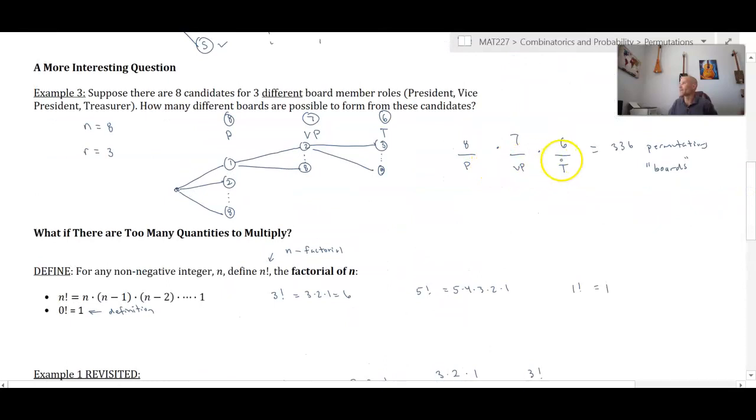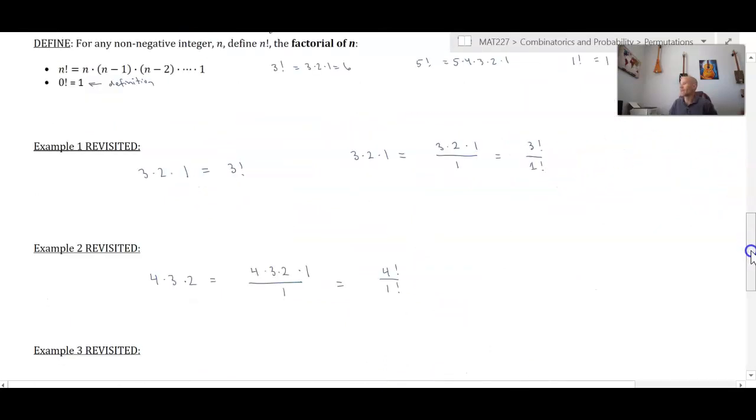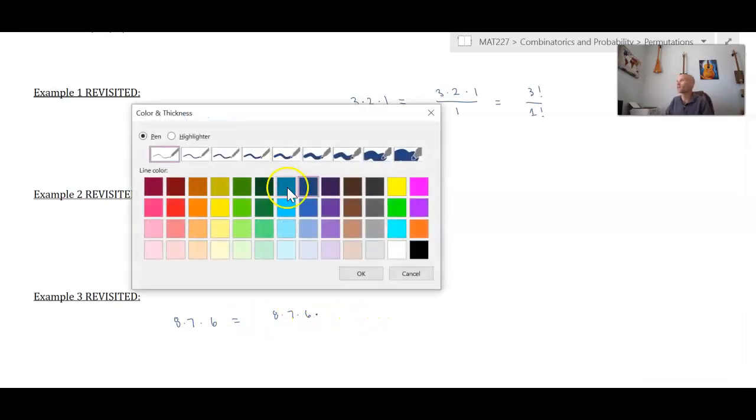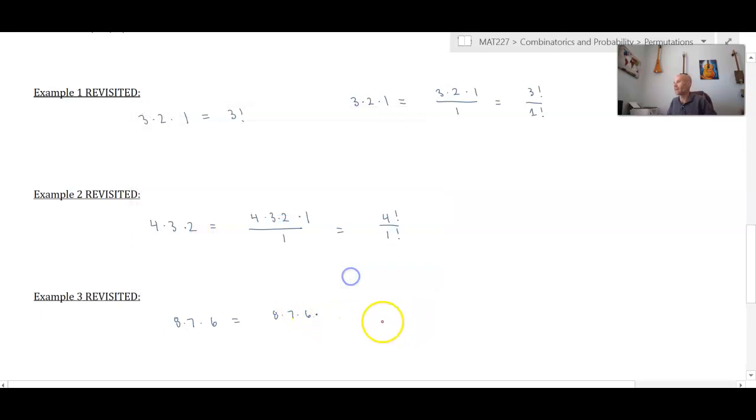It's 8 times 7 times 6. But I'm going to write 8 times 7 times 6 like this. I'm going to say this equals 8 times 7 times 6 times... Okay, wait a minute, what do you mean times? There's nothing left there. Well, I'm going to write in 5 times 4 times 3 times 2 times 1. You're like, well, but you just changed the problem.